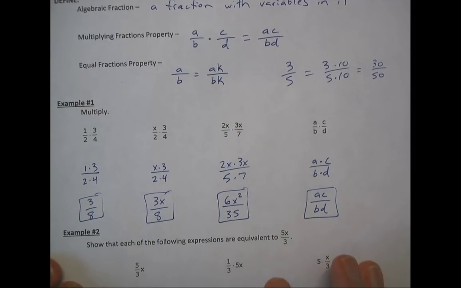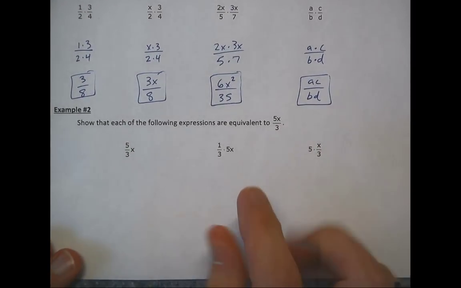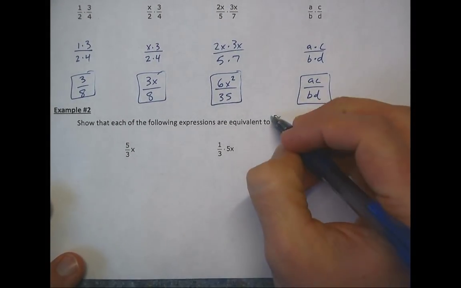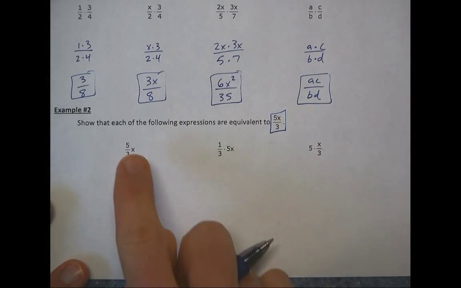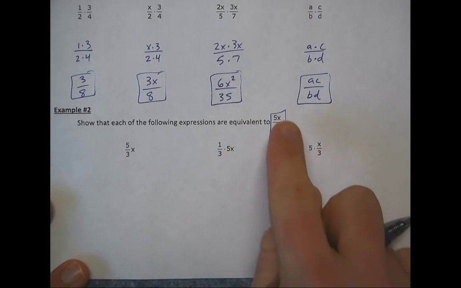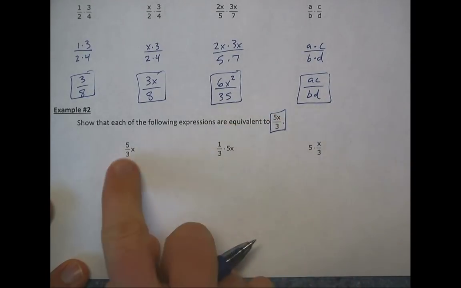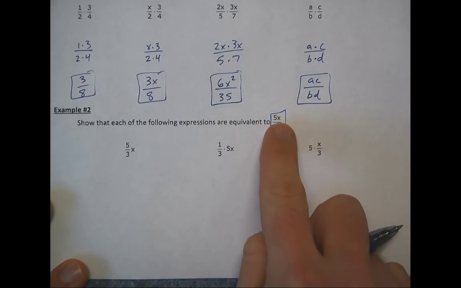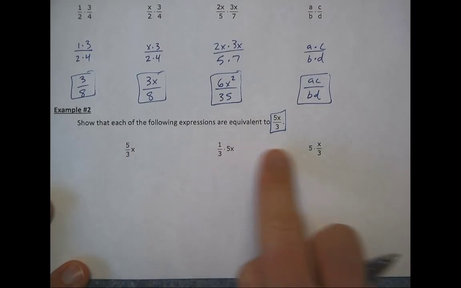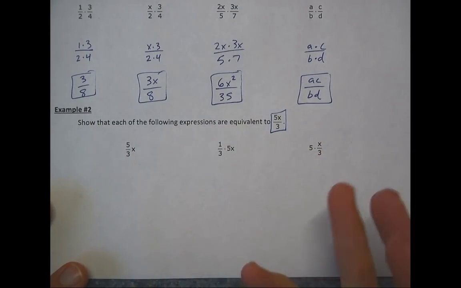All right, so we've got 3 different expressions down here, and we want to show that they're all equivalent to 5x over 3. So I'm telling you, these are all equivalent to this. So I have 4 different expressions, including this one, and they're all equivalent. They're all the same. So we want to prove, why are they all the same?